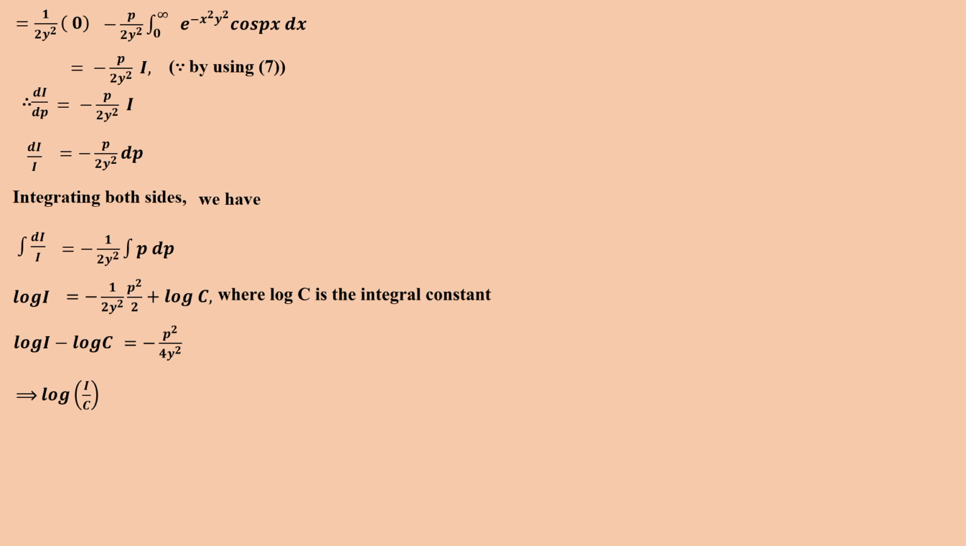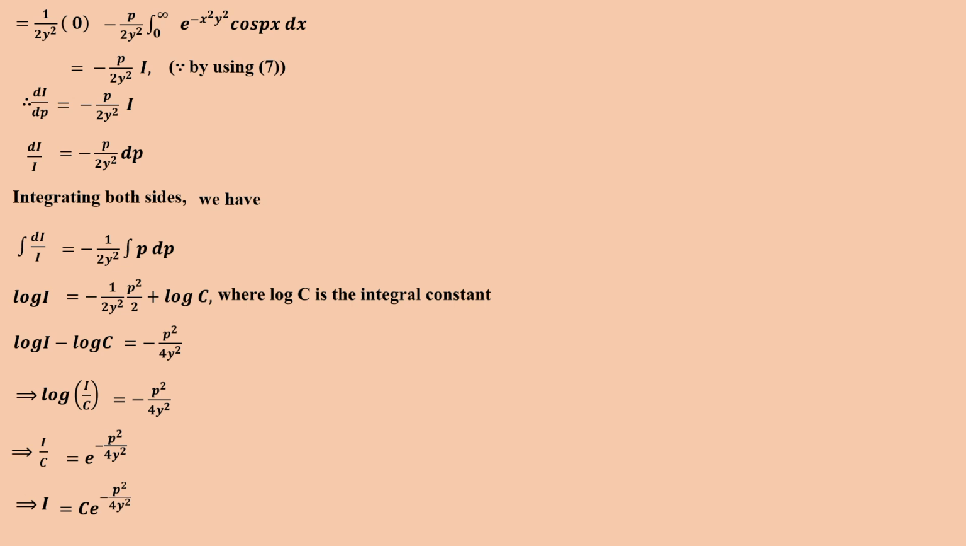Log a by b is equal to log a minus log b. We are using that idea. Log I by c is equal to minus p square by 4 y square. If log a equals b, then a equals e power b. Using that idea, I by c is equal to e power minus p square by 4 y square. Therefore I is equal to c into e power minus p square by 4 y square.